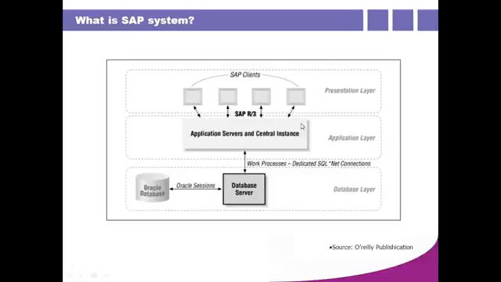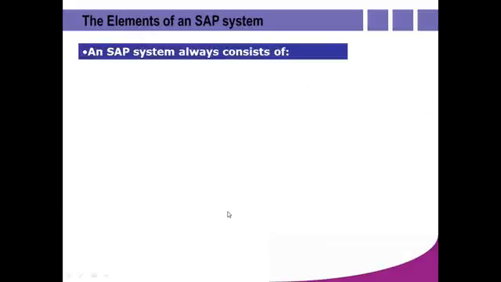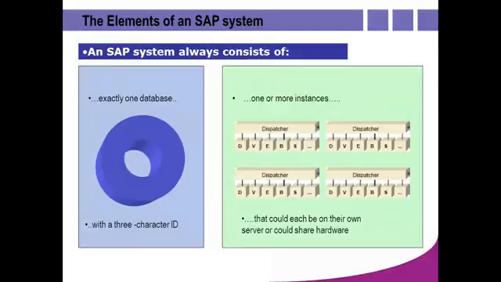Yes, this is the way. Whatever we have seen: the presentation layer from where we send the request, this is the application layer SAP, and the database. Now we will see the elements of the SAP system, that means what components are in the application layer. See here, this is my database. The database is the place where you store the data. I am not going deeper here. When the database part comes, we will discuss this.